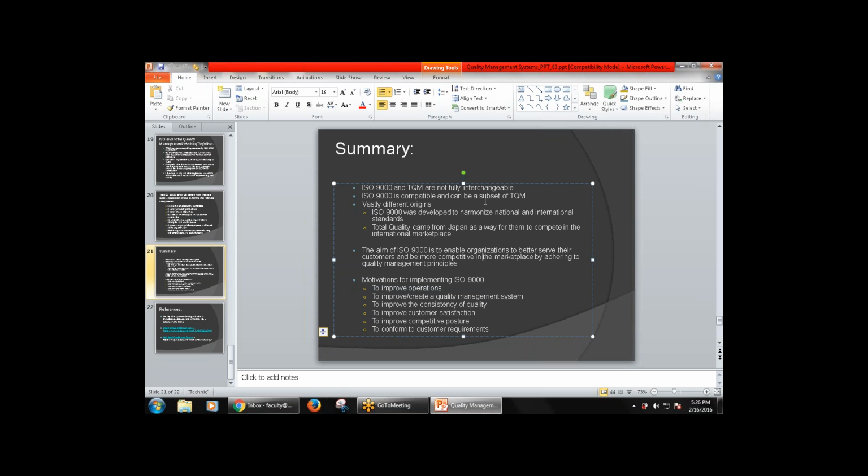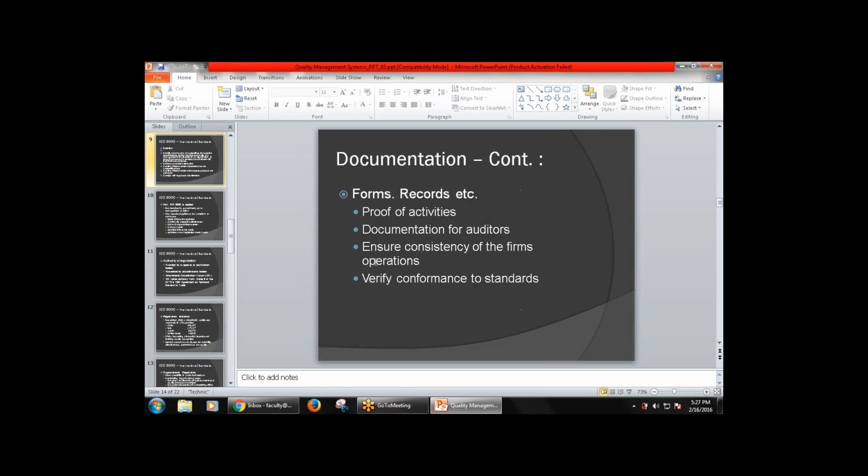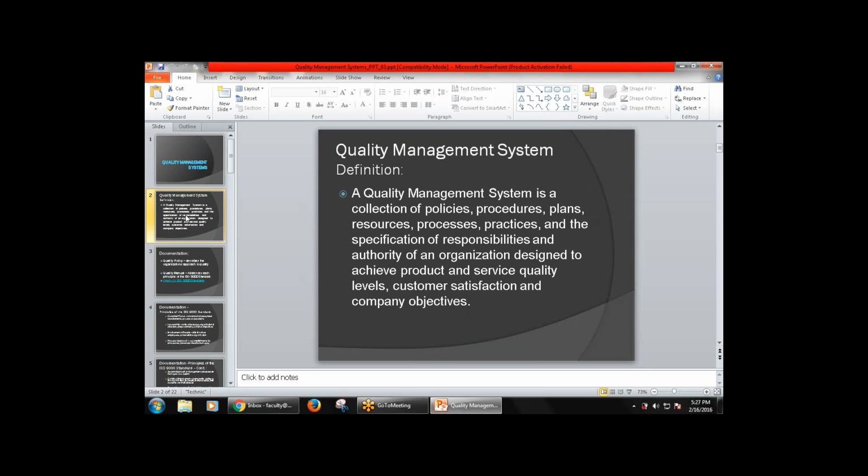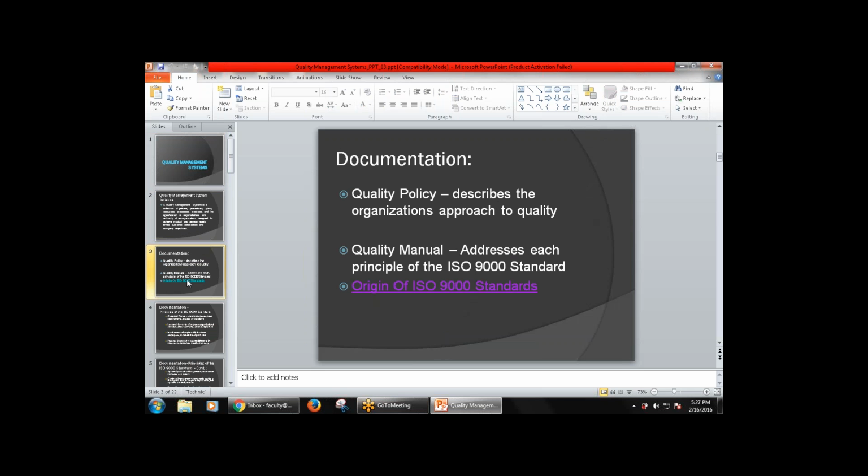And the motivations for implementing the ISO 9000 standard: to improve the operations, to create a quality management system, to improve the consistency of the quality, to improve customer satisfaction, to improve competitive posture, to conform to customer requirements. That is carried out with the quality management system, which is also a part of the documentation.